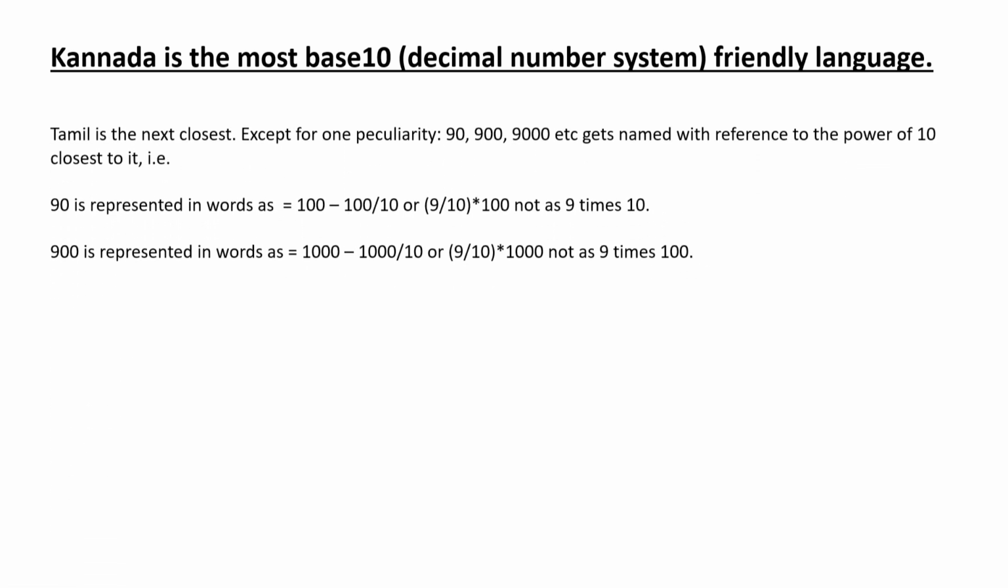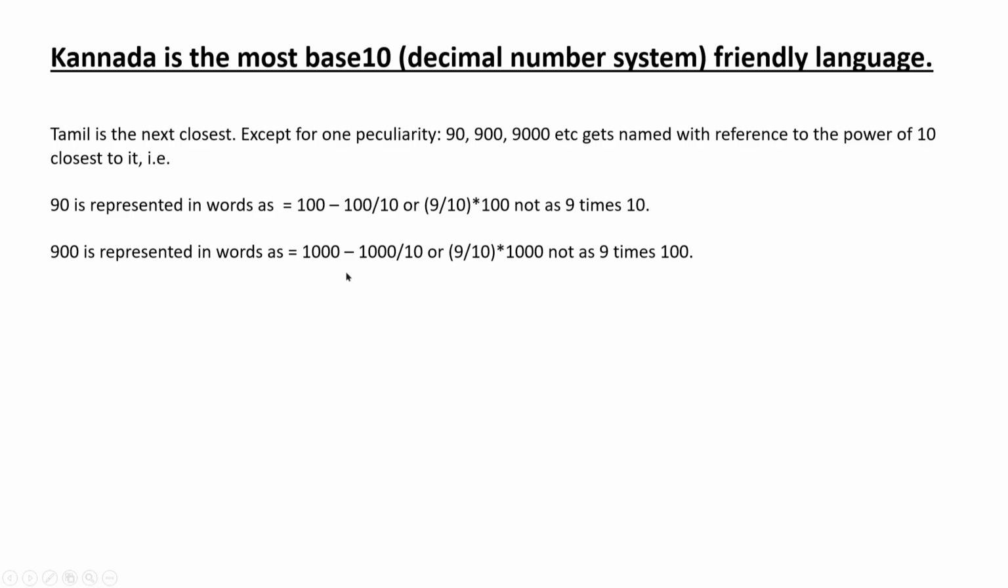Then Tamil is the next closest. We have looked at only a couple of languages, 4-5 languages, especially Indian languages plus Hindi. And in that, Tamil is the next closest. But it has one peculiarity where 90, 900 and 9000, wherever numbers are close to the change of order of magnitude, they get named with reference to the powers of 10 closest to them.